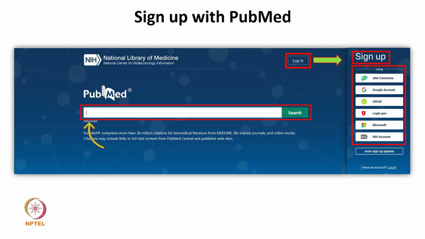As of December 2020, PubMed contains over 36 million records. PubMed is a platform that contains Medline, PubMed Central, and additional PubMed records. So one can sign in to PubMed using eRA Commons, Google account, ORCID, login.gov, Microsoft, or NIH account.